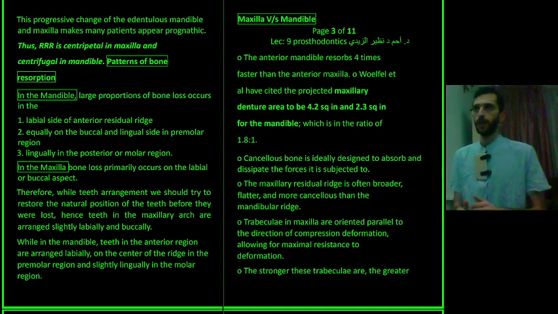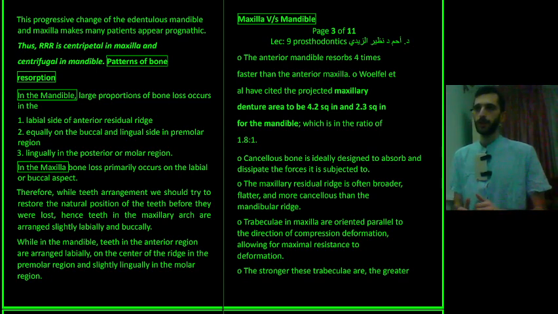Maxilla vs. mandible. The anterior mandible resorbs 4 times faster than the anterior maxilla. Wolfel has cited the projected maxillary denture area to be 4.2 square inches and 2.3 square inches in the mandible, which is in the ratio of 1.8 to 1.